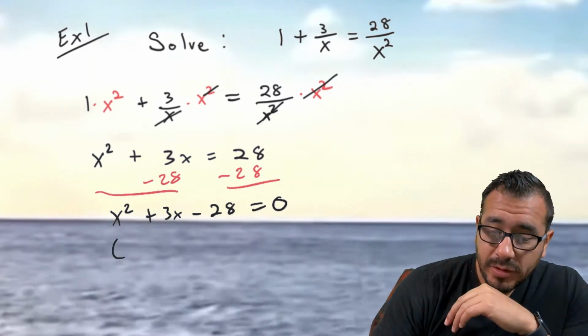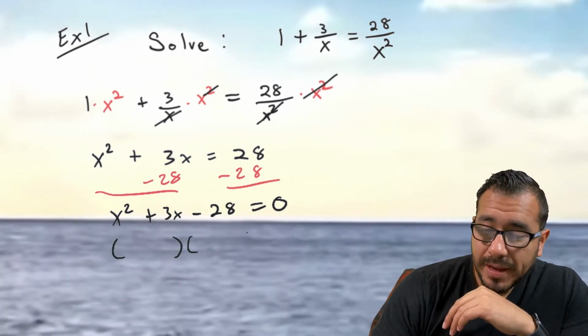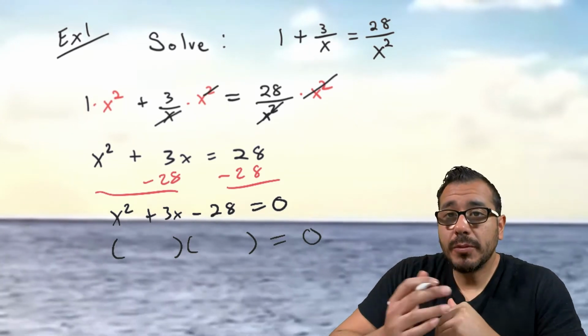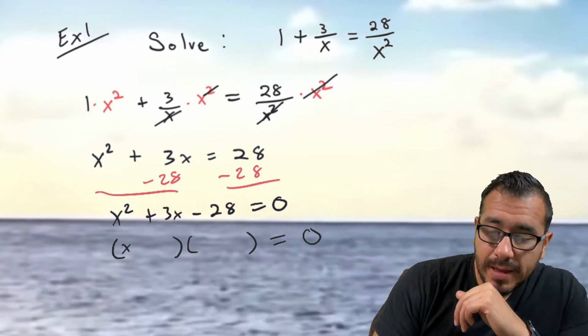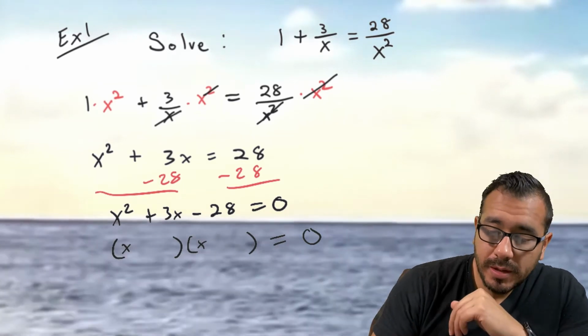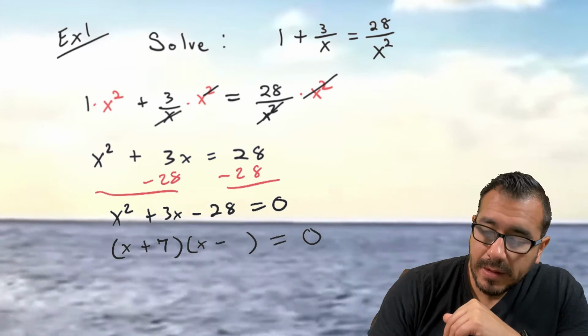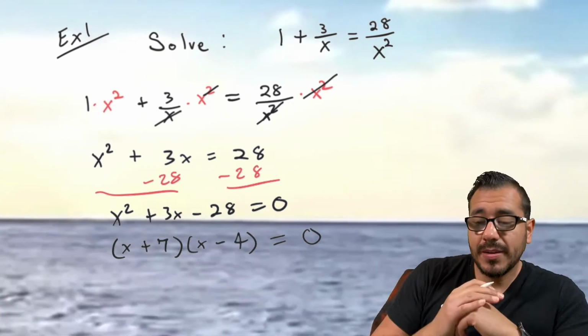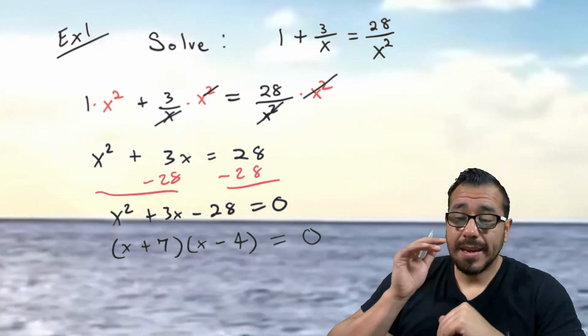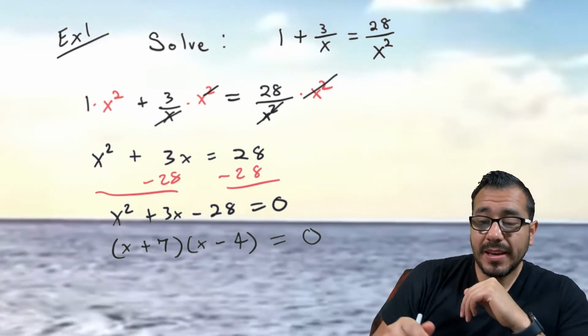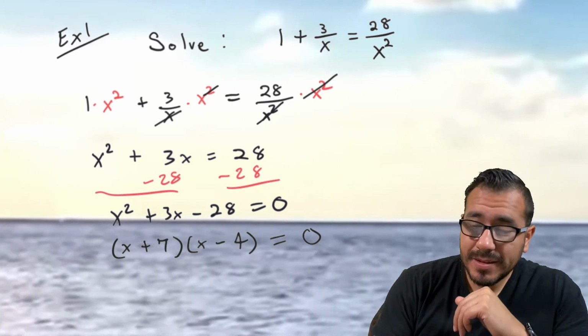All right, and now we factor this. So we're looking for two numbers in this case that multiply to give me negative 28 and add up to positive 3. So we're going to go with x, and our two numbers are going to be positive 7 and negative 4, because 7 times negative 4 gives me that negative 28, and then when I add those two, 7 and negative 4, that gives me this 3 right here.